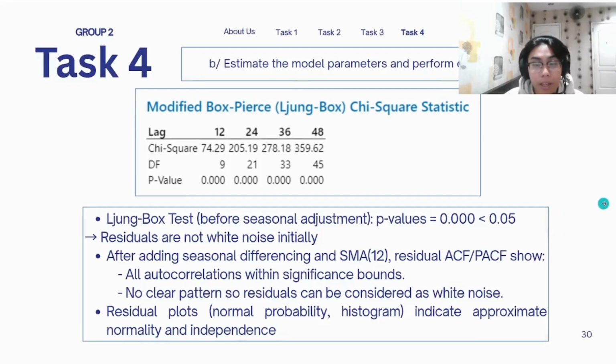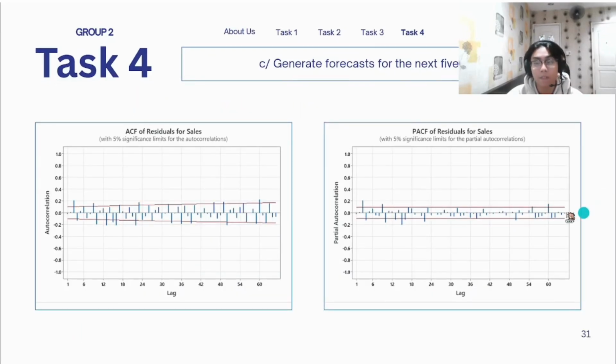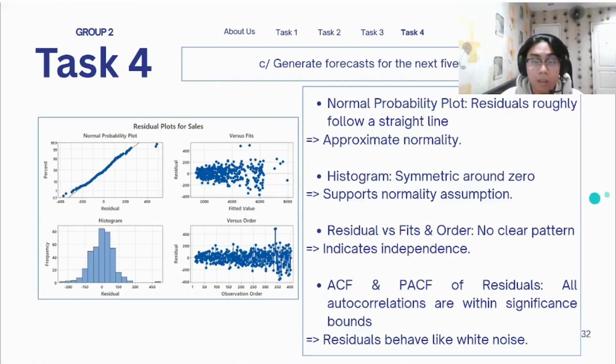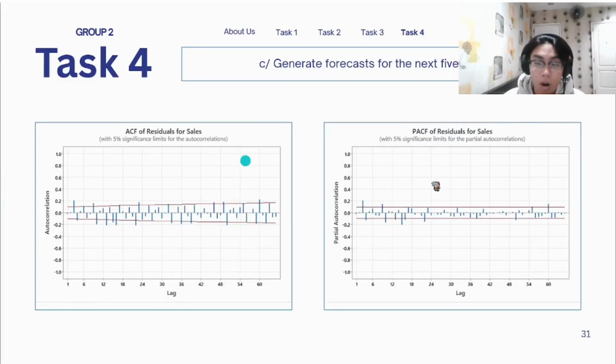Next, we'll come to the forecasting for the next 5 periods with the ARIMA model. For the normal probability plot, residuals roughly follow a straight line, which approximates normality. For the histogram, it is symmetric around 0. It supports the normality assumption. For the residuals versus fits and versus order, there's no clear pattern, so it indicates independence. Last, for the ACF and PACF of residuals, all autocorrelations are within significant bounds, so residuals behave like white noise. In conclusion, this ARIMA model is adequate for forecasting.